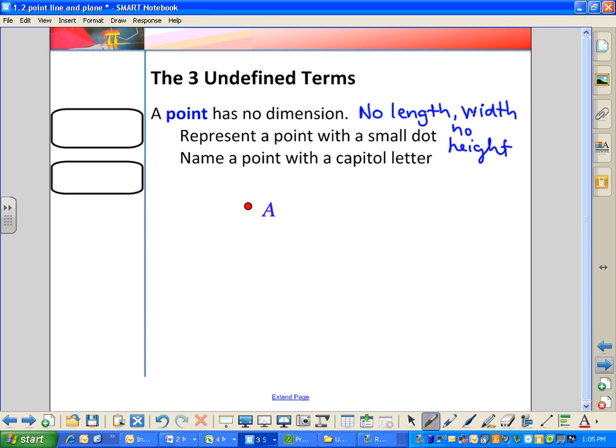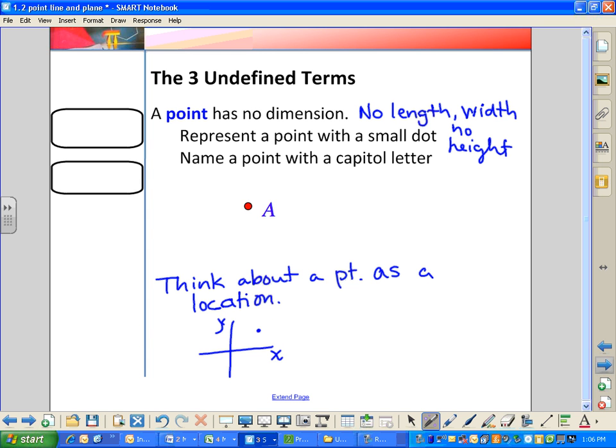So if it doesn't have length, width, or height, what does it have? I think the best way to think about a point, and maybe write this in here as well, is to think about it as a location. So we'll write that down. Think about a point as a specific location. So you learned about points in algebra when you graphed, right? So for example, here's the x-axis, here's the y-axis, and here's the coordinate 3, 2. That's a specific location on your graph. So in geometry, points are no different. You just have to recognize that they're really, really tiny. They're infinitely small. They have no size at all.